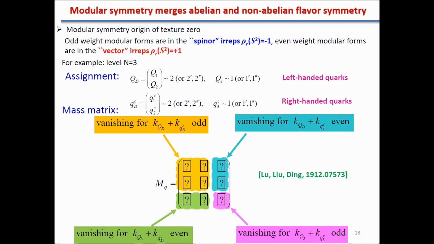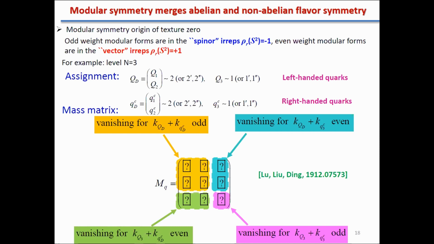But after the involvement of the modular invariance approach, we found modular symmetry can naturally generate texture zeros from the mathematical structure of modular forms. If we consider integral weight modular forms, the odd weight modular forms are always in a representation with S squared equal to -1. That means they are in the spinor representation of the homogeneous finite modular group. The even weight modular forms are always in a representation with S squared equal to +1, so this is a vector representation. That means the odd weight modular forms are in representations different from the inhomogeneous modular group, because the homogeneous modular group is a double cover of the inhomogeneous modular group.